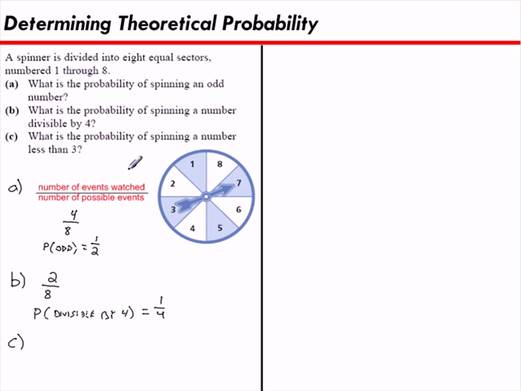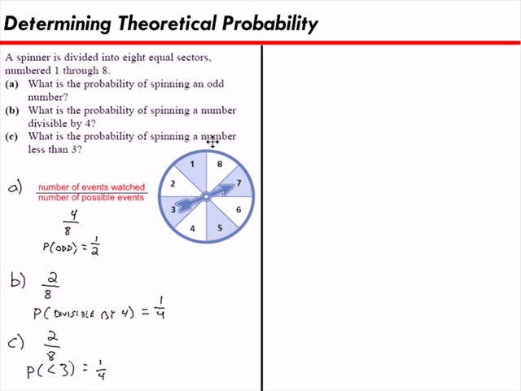What is the probability of spinning a number less than 3? Well, how many numbers are less than 3? 1 and 2, just 2 numbers. 2 over 8, and that's going to reduce to 1 over 4, isn't it? Same answer. So probability, I'll say less than, I'll use that symbol for less than, 1 over 4. There you go. There's 3 examples of how we would determine the theoretical probability for a spinning wheel. Let's get you to try a practice problem now.